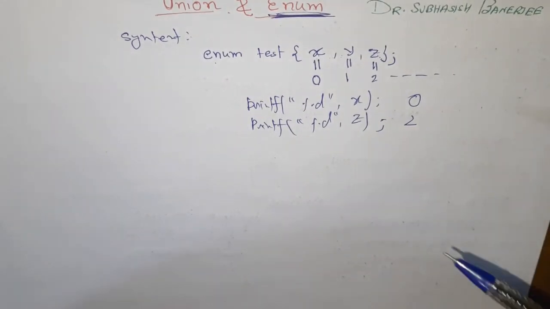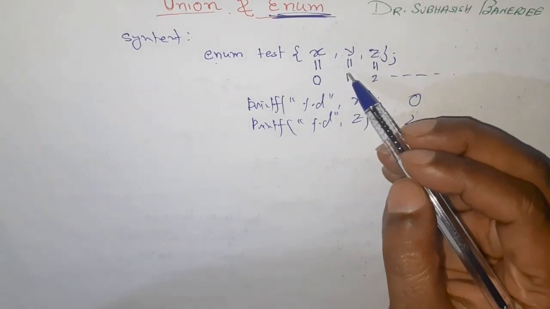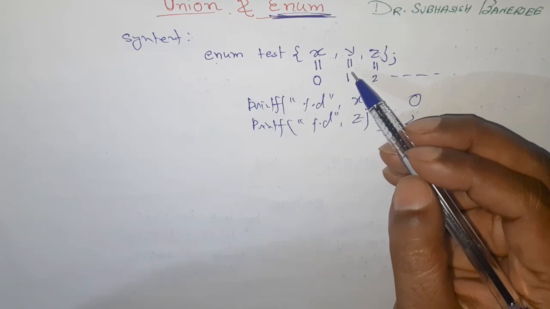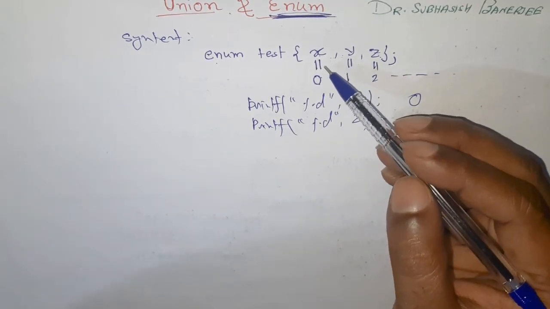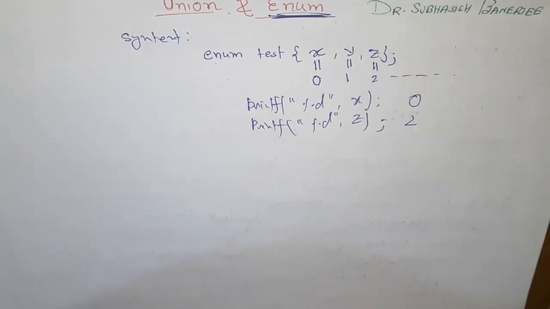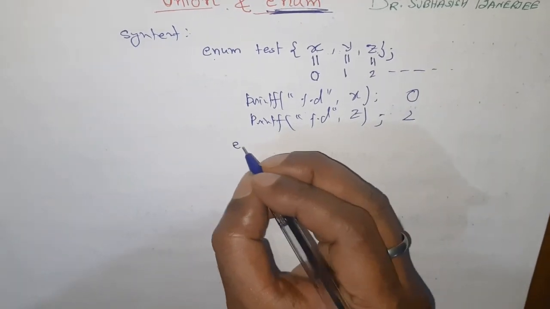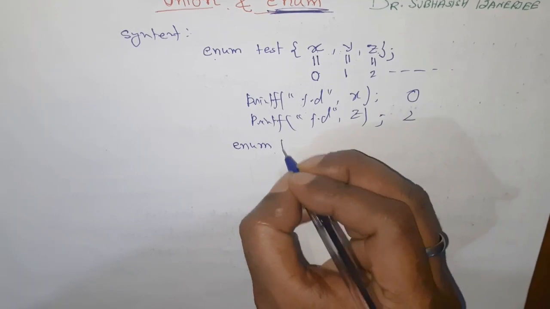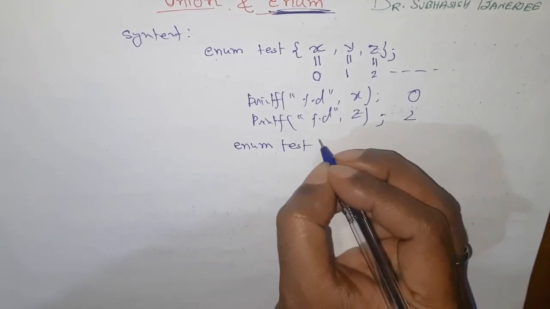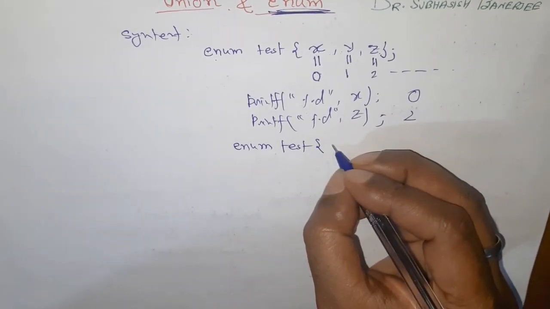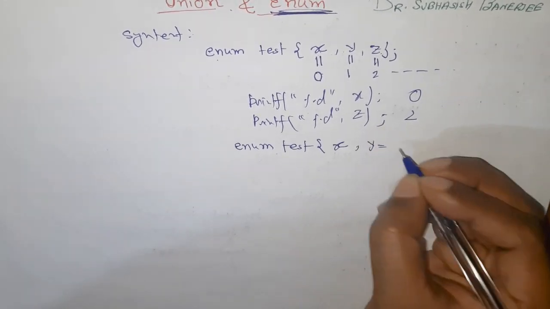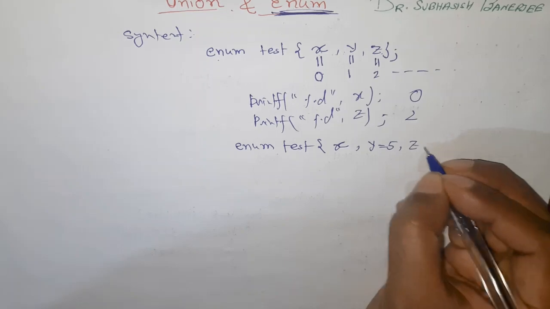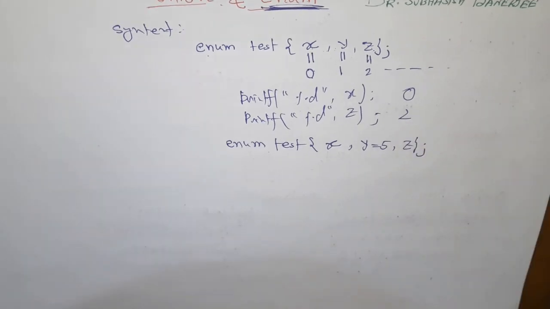So what happens if the user wants to assign some constant value by himself, other than 0? He wants to assign the constant value with some other values. So how can you do this? For doing this, you may easily define the enum test. You may specify x, let's have y equals to 5, and let's have z. So as a result, what will happen?